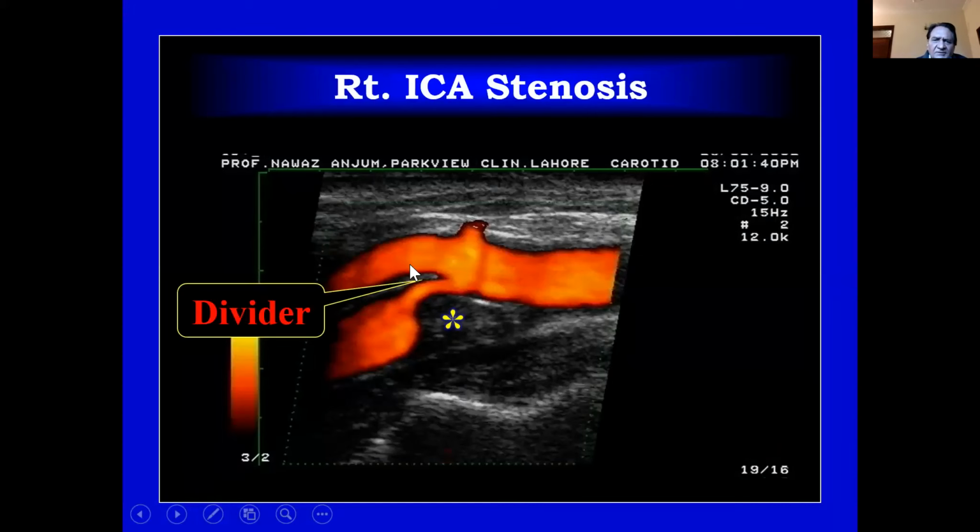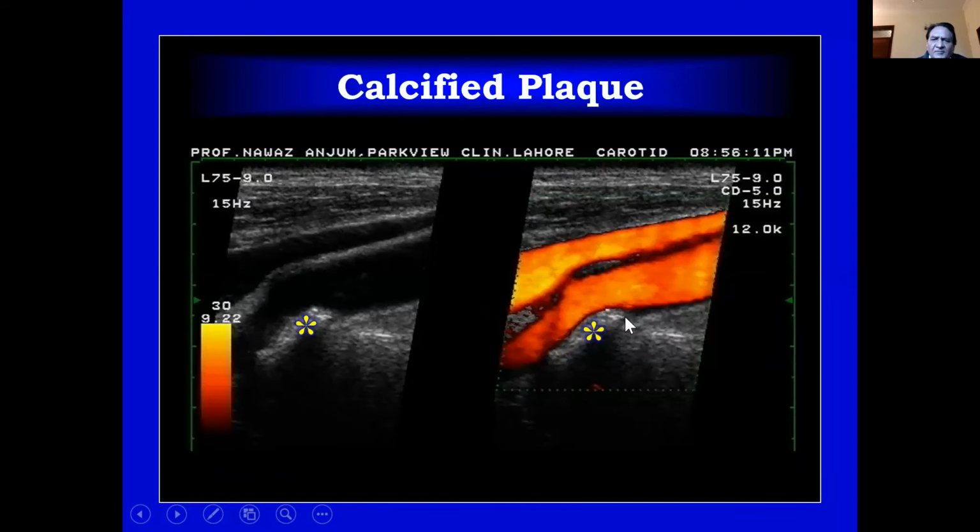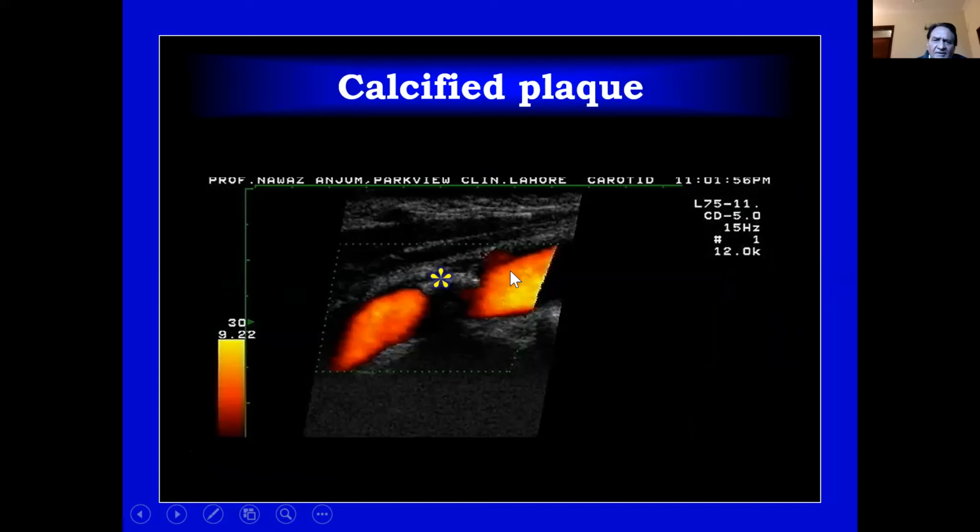And here you can see this is a divider and this is a plaque. This is the ECA, as you can see a branch here. Here, mixed density plaques. There can be calcified plaques like this one, and they'll give you acoustic shadowing. Now, this is a dangerous plaque from our point of view, because when it is an anterior plaque, you'll see acoustic shadowing. Now, you cannot tell how much stenosis is there posterior to this one. Try to see from different angles, but this is a nightmare. This is difficult to evaluate this area.